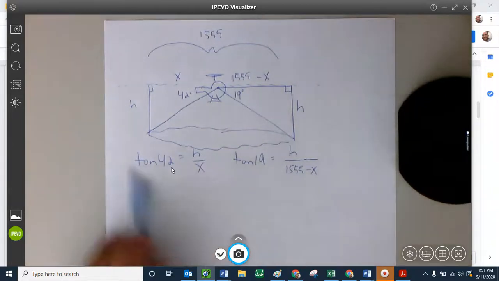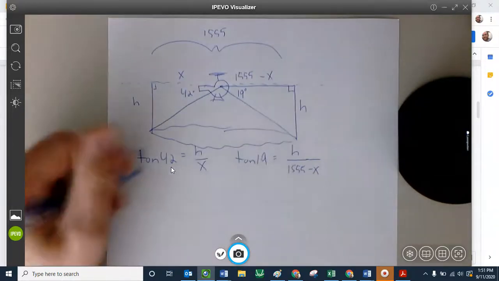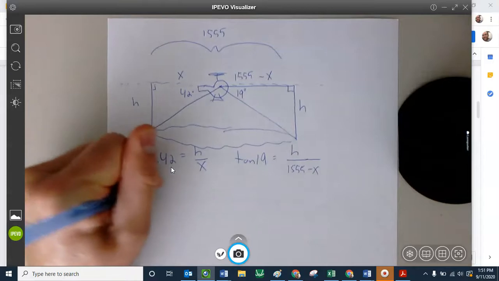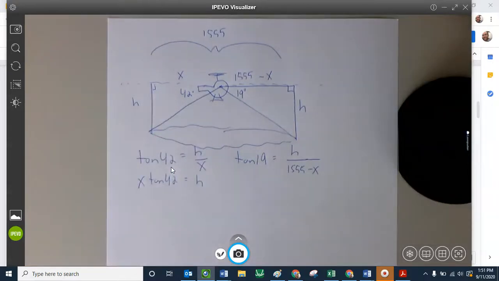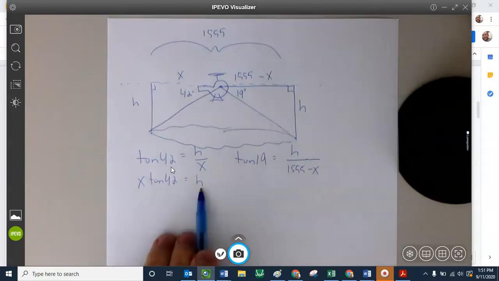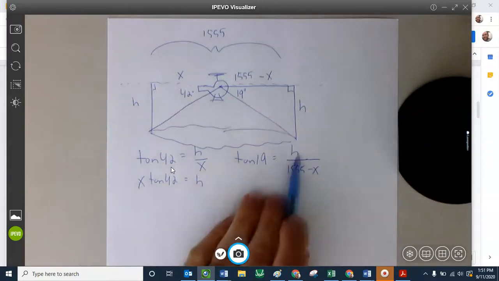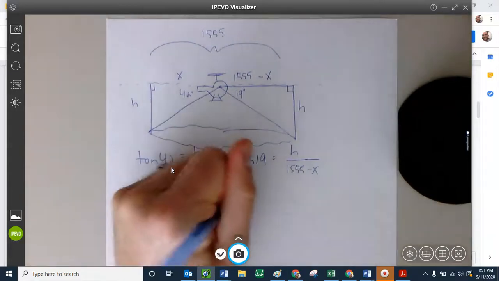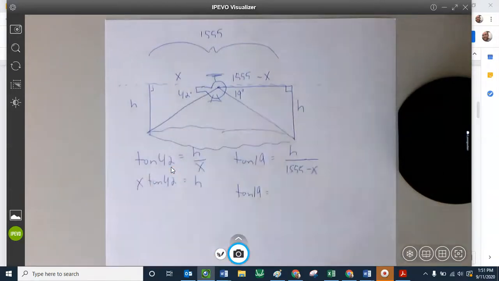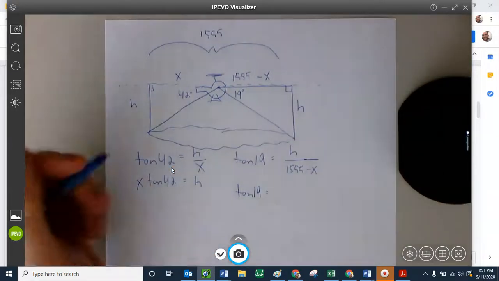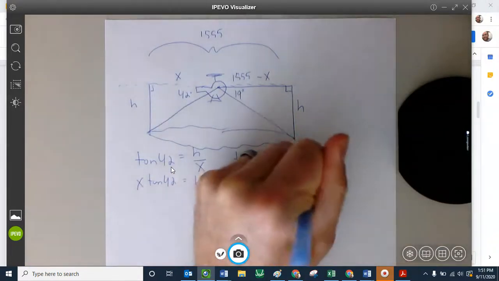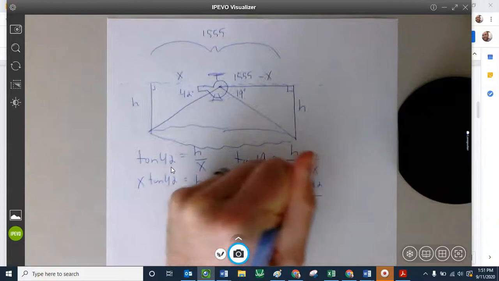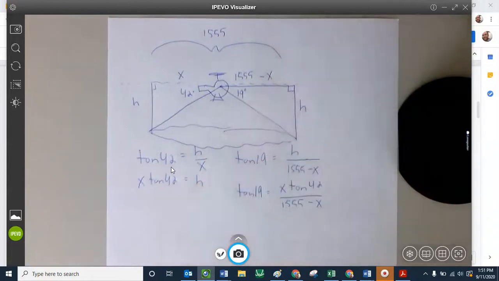Pretty easy over here. If I just multiplied x to the other side and got x times the tangent of 42, I would have h by itself. And I can substitute. I know what h is. H is x tangent 42. So I'm going to substitute that over here for the other h. Tangent 19 equals some fancy algebra here. H, which is actually x times the tangent of 42, all over 1,555 minus x.